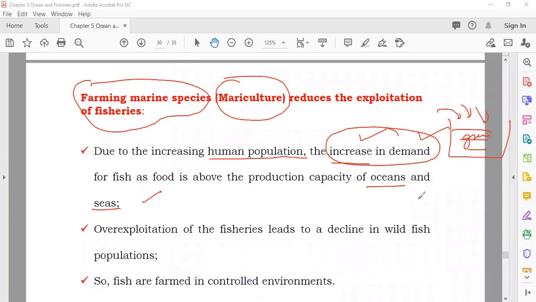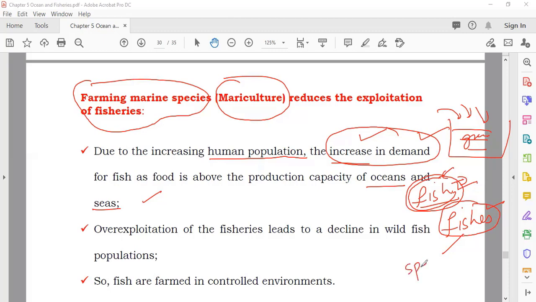Two words are used: fish, and sometimes the word fishes. Both are correct. Fish is both singular and plural. The singular of fish is fish and the plural is also fish. But if the word is fishes, it means different species, different types of fish together. So no need to be confused about this. Okay. And the study of fish and how they move from one place to another, how they grow, is known as fisheries.